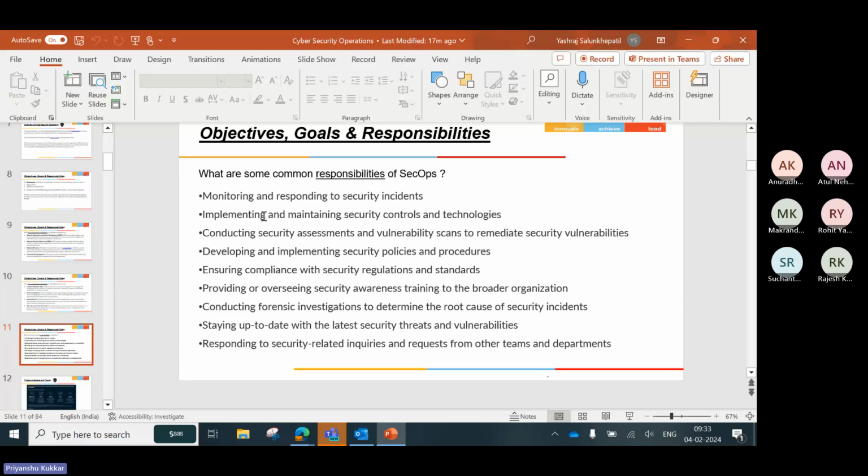HIPAA, which is from America, is a security policy. So accordingly you would develop and implement those in your companies. For example, if you have a tie-up with a hospital, where you will maintain the data for the hospital, in that case you would set up and develop policies which are in line with HIPAA policies. Okay? This is the same thing, ensuring compliance with security regulations.